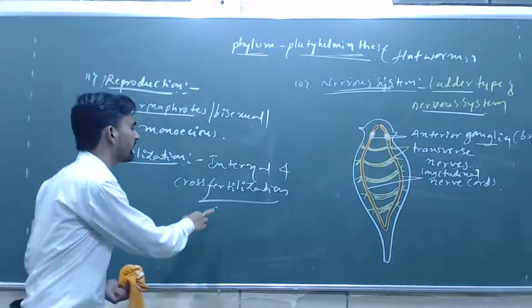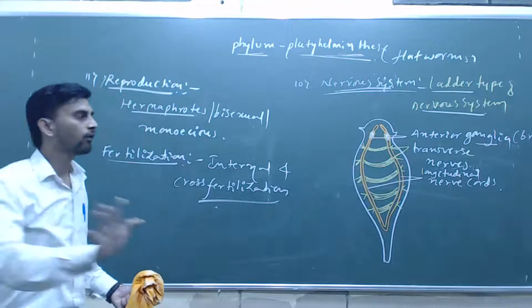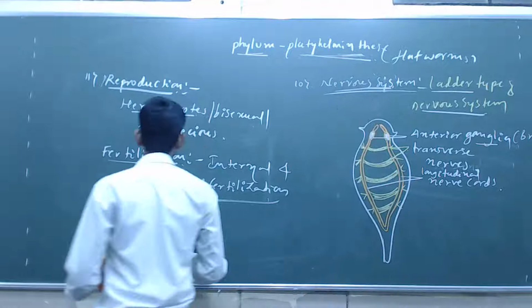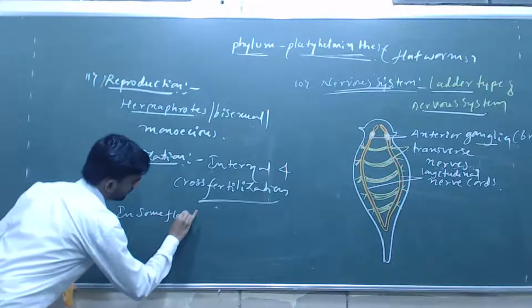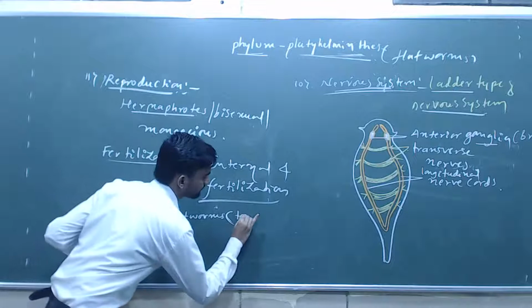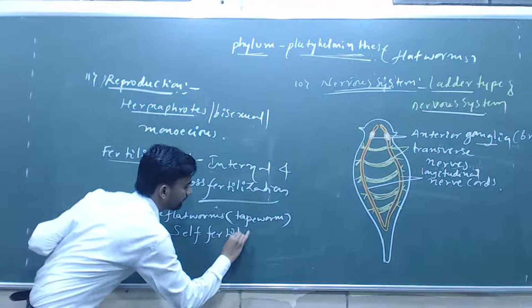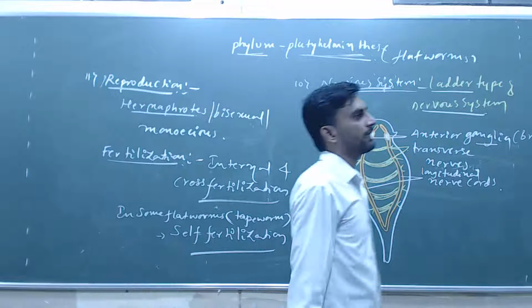In future also, you should differentiate what is meant by external fertilization, what is meant by internal fertilization, and what is meant by cross fertilization. Are you getting my point? So, like I told you, in some platyhelminthes, like, in brackets you write it down, tapeworms. In tapeworms, you will find self-fertilization. Again, one more, in brackets only, you just note it down. Tapeworm will be exhibiting self-fertilization.